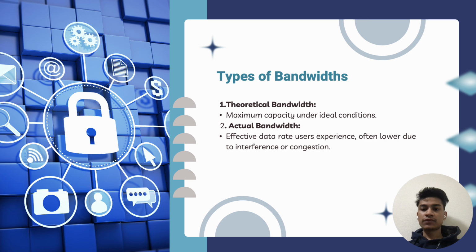So there are two types of bandwidth: the theoretical and the actual bandwidth. Theoretical bandwidth is the maximum potential capacity a channel can handle under perfect conditions, and on the other hand, actual bandwidth is the real-world data rate we experience, which can be lower due to interference, congestion, or hardware limitations.